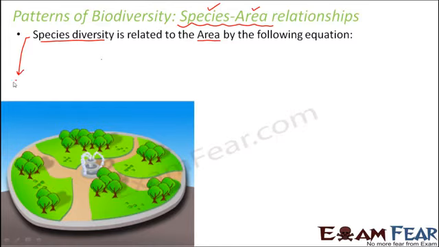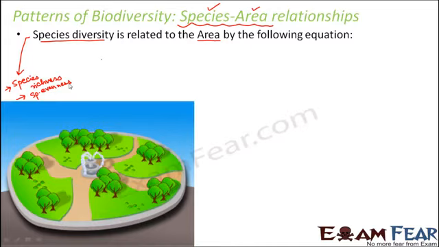So, the species diversity basically includes two terms. One is species richness, which means how many different species are existing in one area. And the second one is species evenness. Now, what is species evenness? That means how evenly the number of organisms in each species are distributed in that particular area. So, species richness and species evenness, these two together constitute species diversity.